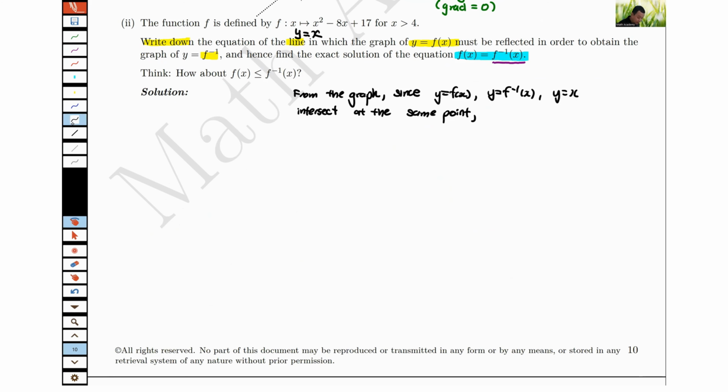So if I would like to solve f(x) = f inverse, this is equivalent to... I don't need to intersect with the inverse, I can just intersect with the line y = x. So let's simplify.